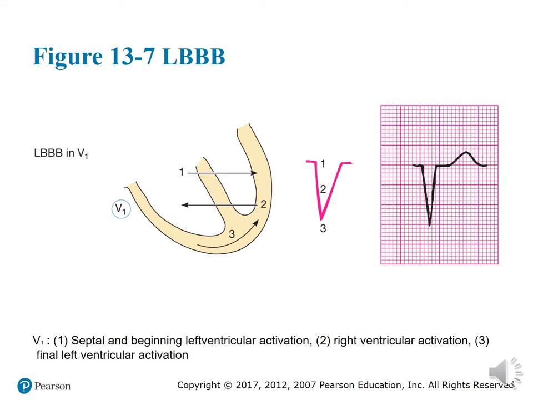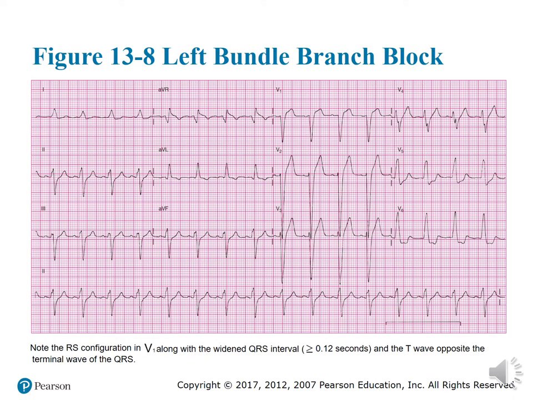See here, V1 still negative like it should be. See that deep S wave. The deep Q wave. You see clearly that there's no R here. So this deep Q wave is elevated. It's the elevated T wave here. That tells us that we have a left bundle branch block. Okay, so that is what a left bundle branch block will look like on a 12 lead EKG.